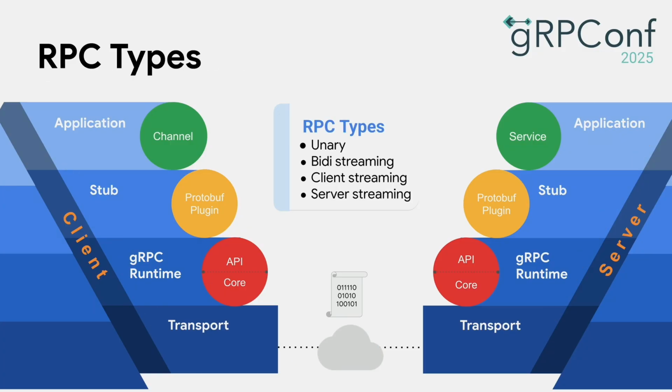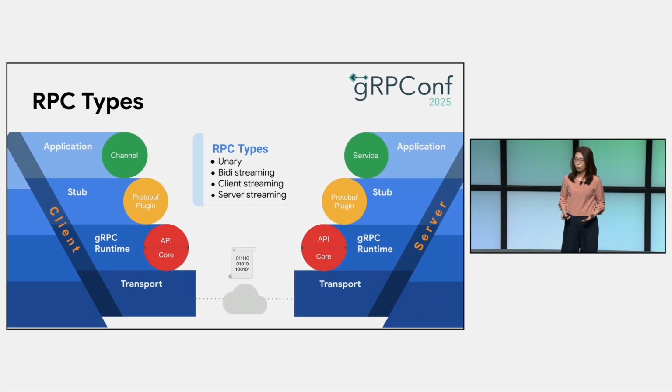gRPC supports 4 types of communication patterns, and you can choose the one that best fits your application's needs. Unary is the classic request-response model. The client sends a single request and gets back a single response. Server streaming: the client sends a single request and gets multiple responses. Client streaming: the client sends multiple requests and gets back a single response. Last but not least, bi-directional streaming: both the client and the server send independent streams of messages to each other.